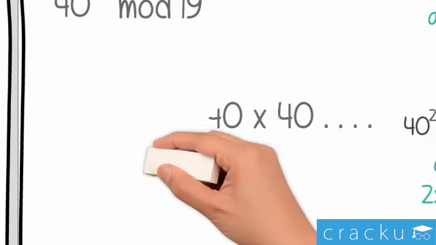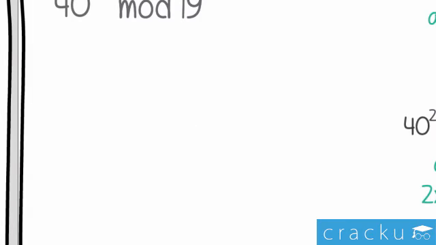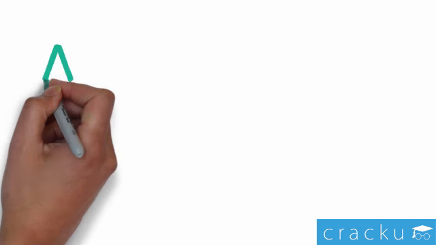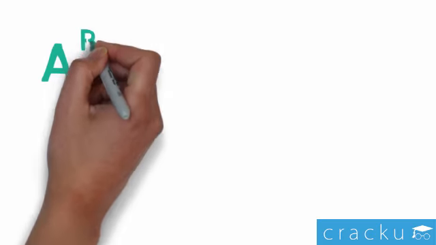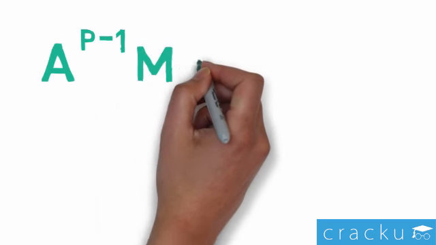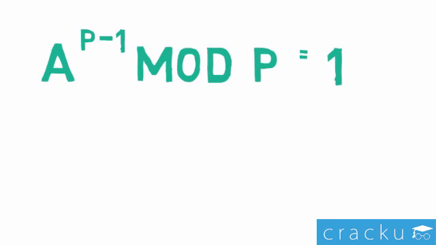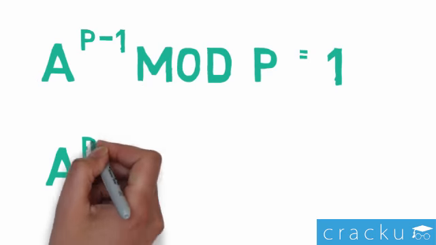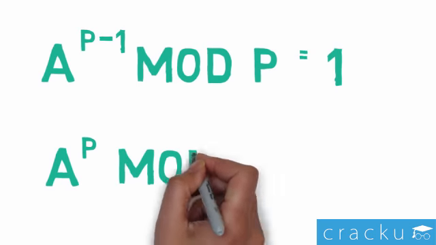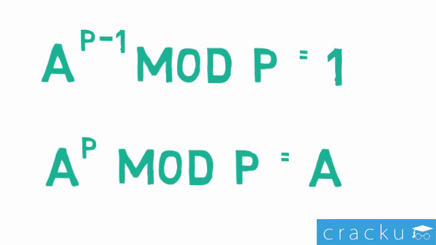Let's take a look at the formulae of Fermat's theorem. Fermat's theorem says that for two numbers A and P, where P is a prime number and A and P are coprimes, A raised to P minus 1 modulo P is equal to 1. Another way of stating the theorem is that A raised to P modulo P is equal to A.